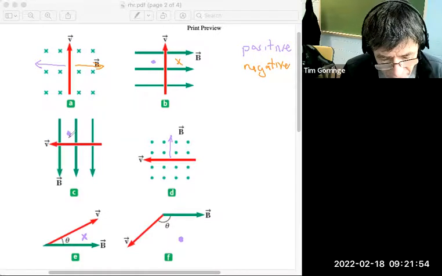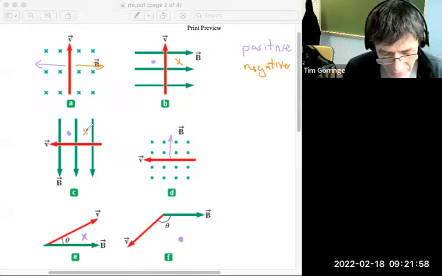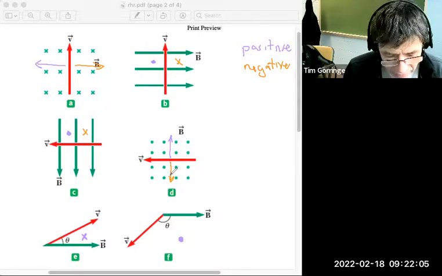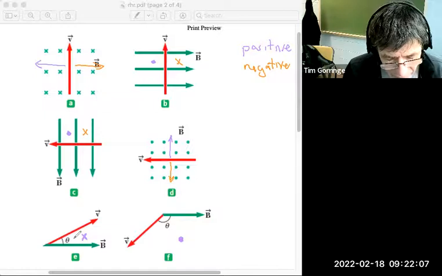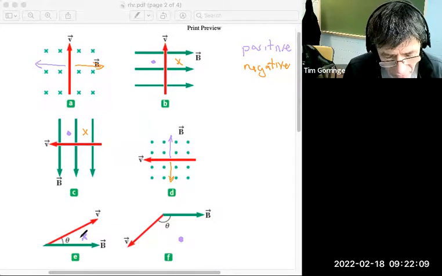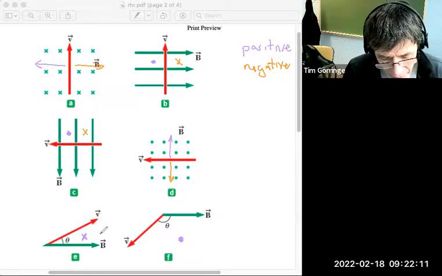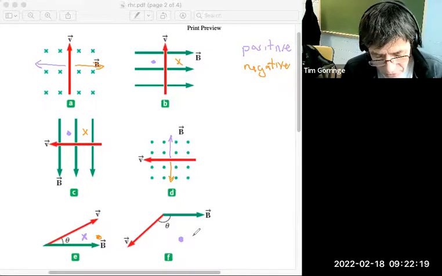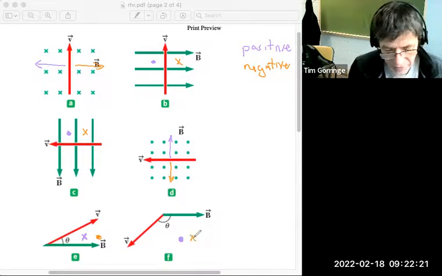In C, the force was out of the page on the positive charge, is going to be into the page on the negative charge. In D, the force was up on the positive charge, is going to be down on the negative charge. In E, the force was into the page on the positive charge, is going to be out of the page on the negative charge. And in F, the force was out of the page on the positive charge, is going to be into the page on the negative charge.